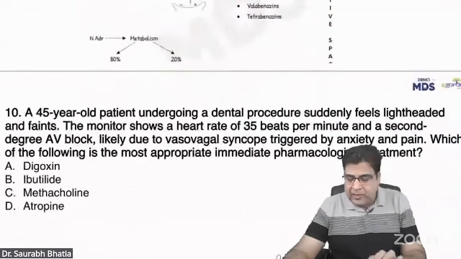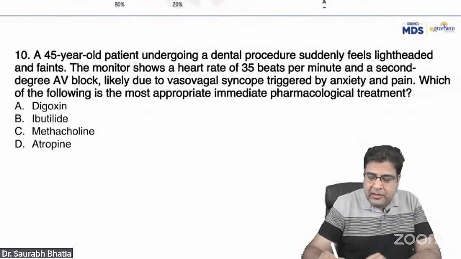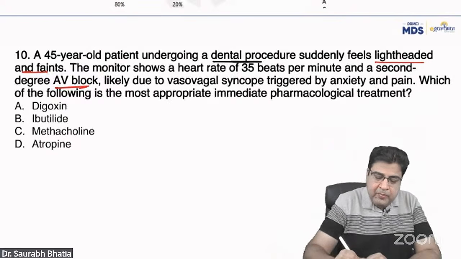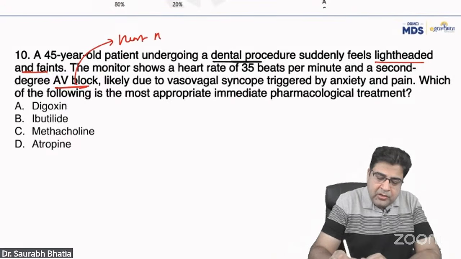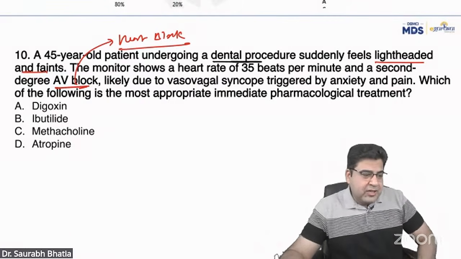Let's move on to question number 10, guys. So we talk about question number 10. A patient is undergoing a dental procedure, suddenly feels lightheadedness, and has got an AV block. So he has got an AV block, which is also known as heart block. Now they are asking, what is the drug of choice for heart block?